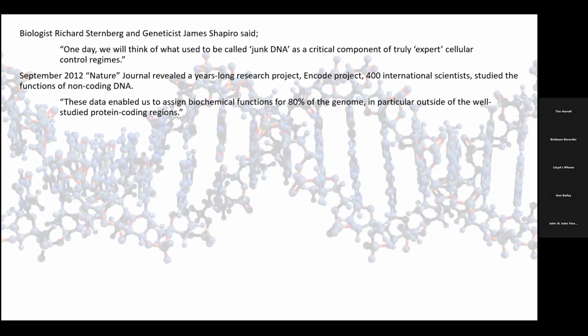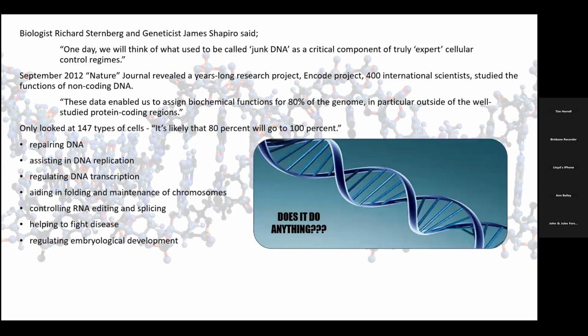So they weren't looking into those genes. They were looking into the big stretches of DNA that are just a wasteland. They only looked at 147 different cell types. And their conclusion was that 80% would probably go up to about 100%. So what did they find?